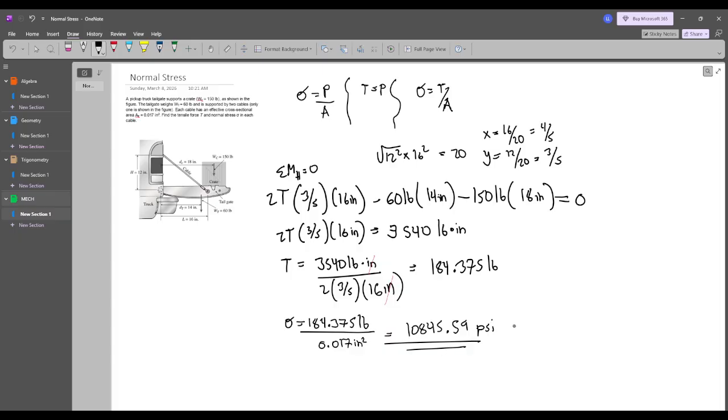I mean, you could make it kips by dividing it by 1,000, which will then become 10.85 KSI. Yeah, but I don't want to do that. Entire units are in pounds and inches, so I'll keep it in pounds per square inch. Anyways, that's how you get this answer.